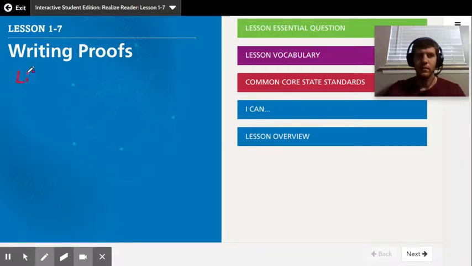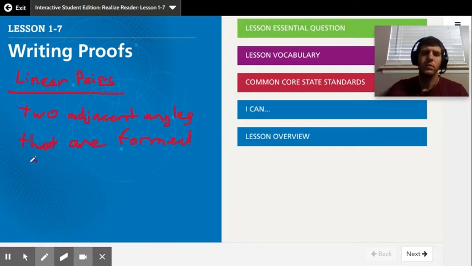Okay, linear pairs is our next vocab word here. Our definition for linear pairs is going to be two adjacent angles that are formed when two lines intersect.